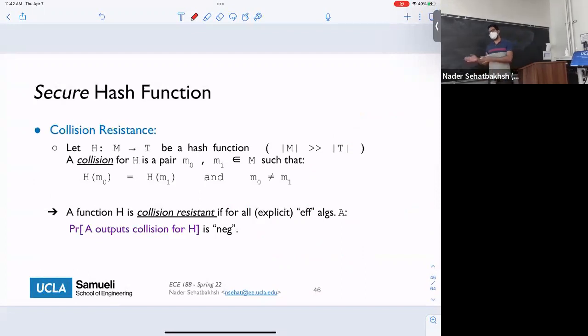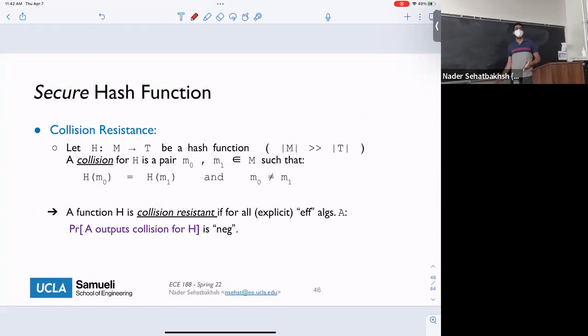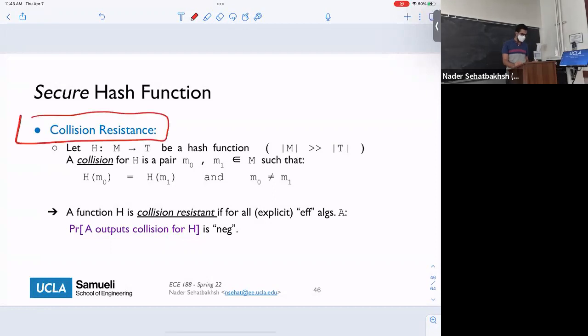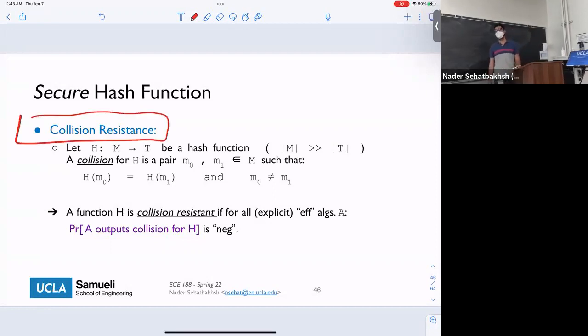But there is a separation between what's called a secure hash and a normal hash. Just remember that not all hash functions are secure hash functions. There's a distinct definition of what a secure hash function is, and for having a secure hash function, we need a property called collision resistance.